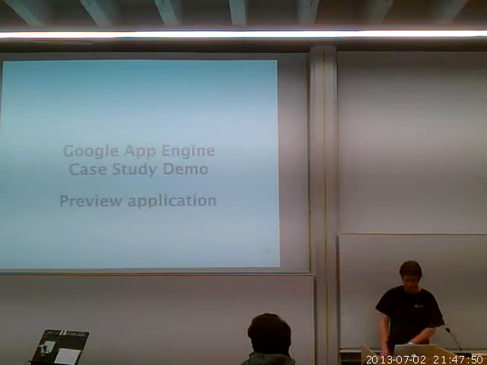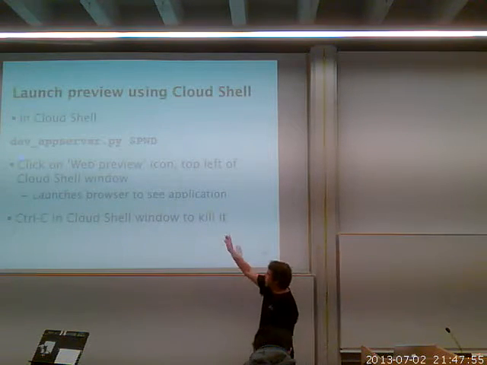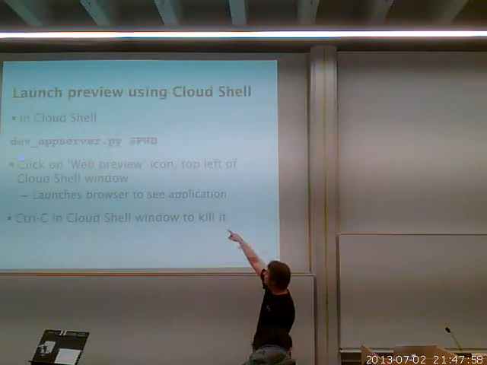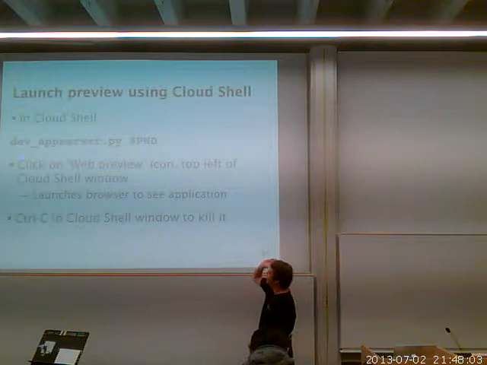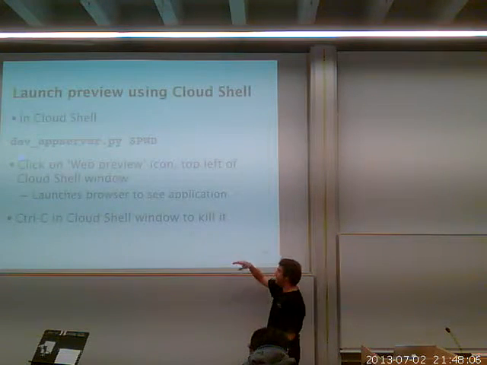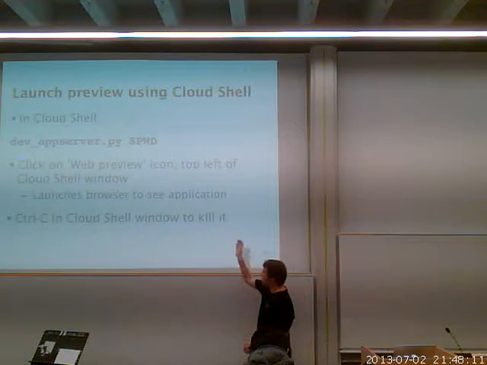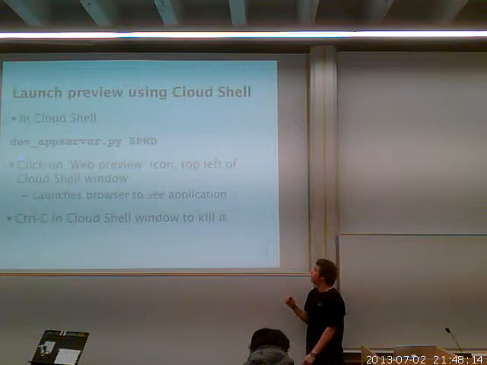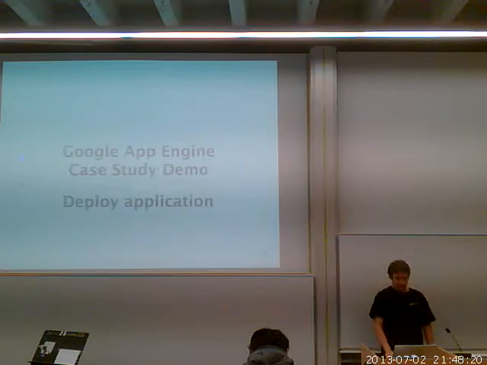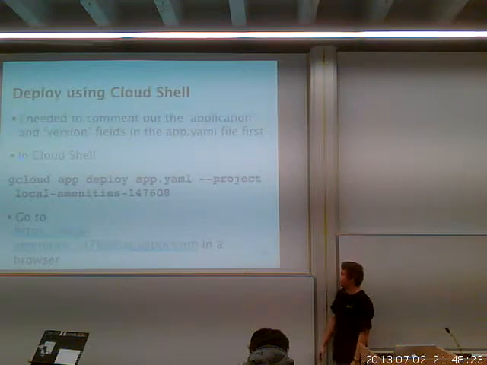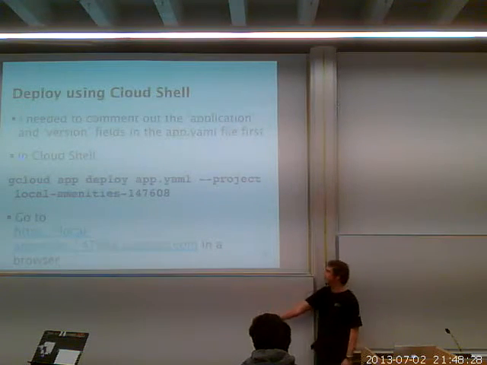So once I've done that, we can preview the application, and we do that using the command dev_appserver.py, once I've CD'd into the directory that contains the code on the instance. It will very quickly bring up the web server, which we can then go and have a look at to see the application running in a kind of preview mode. And once we've done that, we can quit that and go on and deploy it properly. In the Cloud Shell, we do that using this. And once we do this, it just goes away and deploys that in an instance somewhere else.